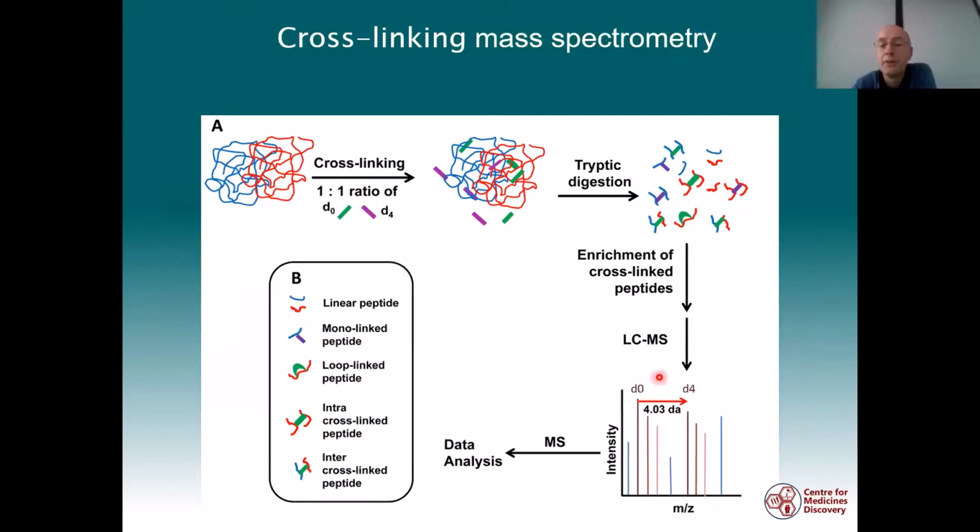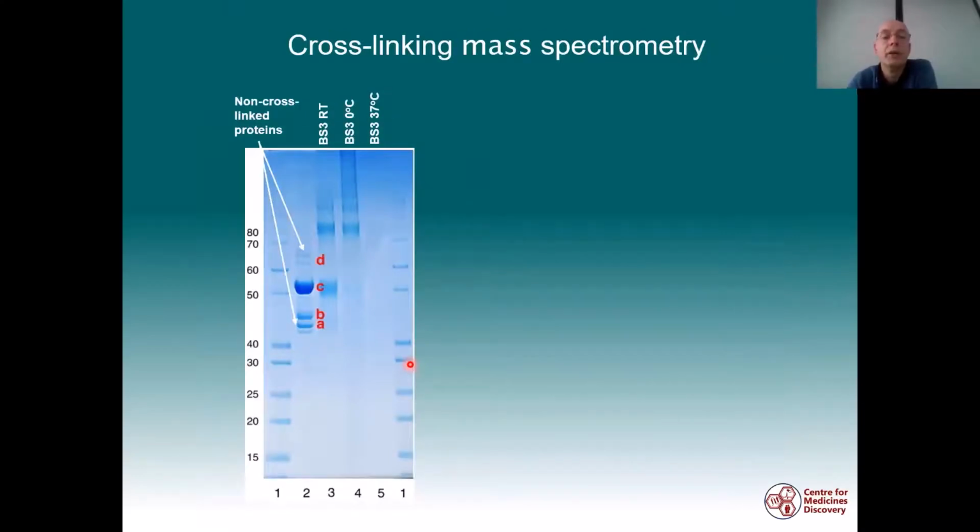We then need to perform LC-MS-MS, and we can identify which peptides are cross-linked by the fact that they will have this mass shift due to the deuteration, and then we can do our data analysis. And these are the different possibilities we have for a cross-linking experiment. What you need to do is optimize your cross-linking. There are quite a lot of different cross-linking reagents you can use. A typical one would be BS3.